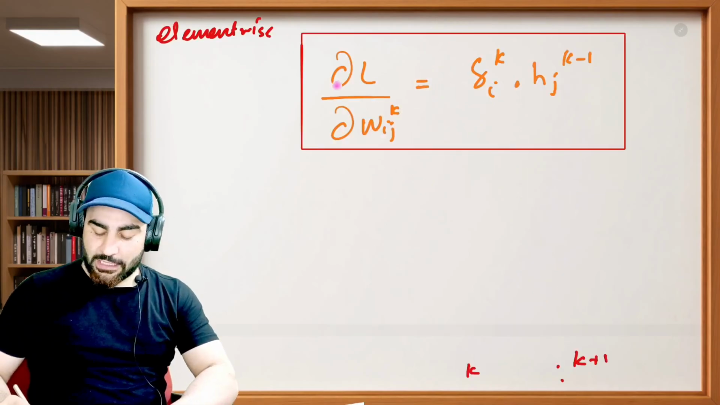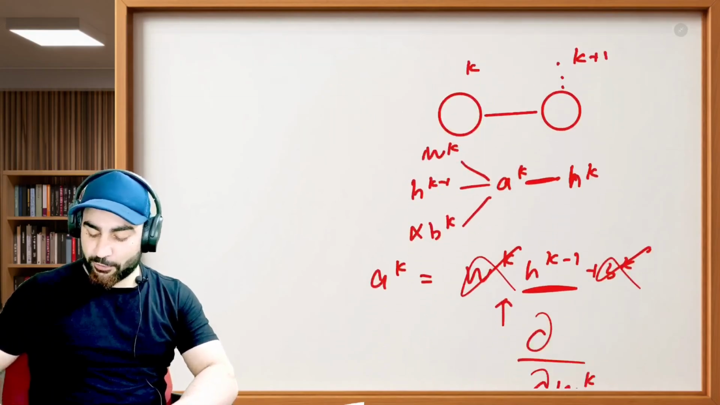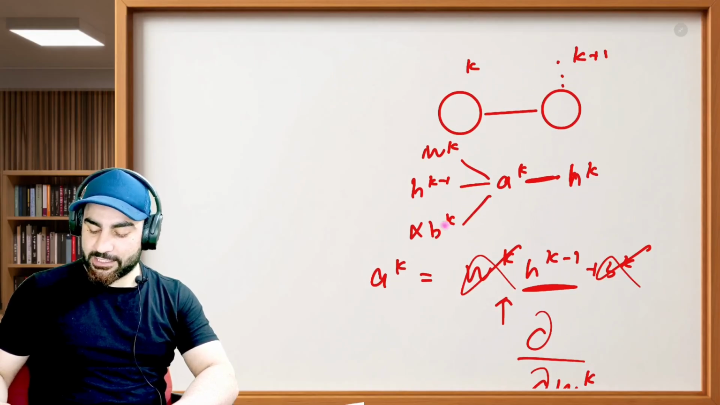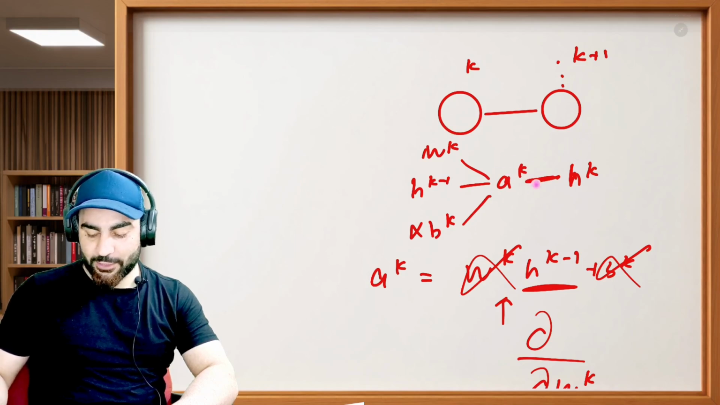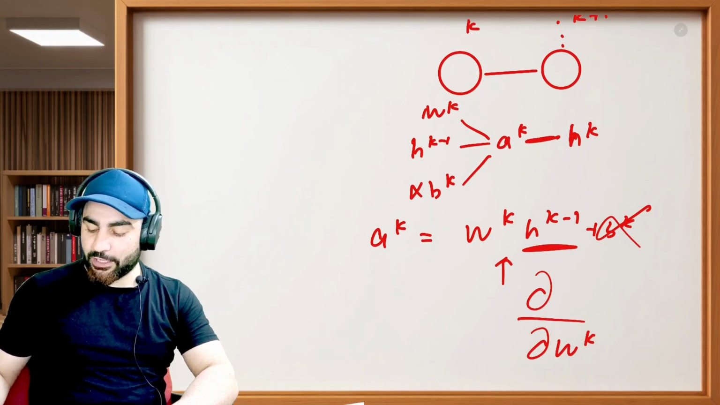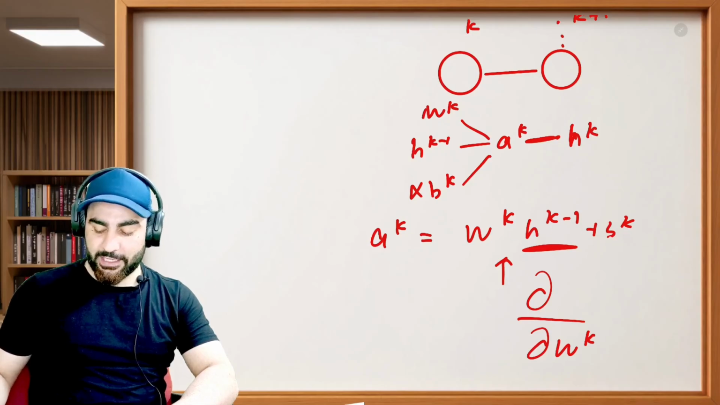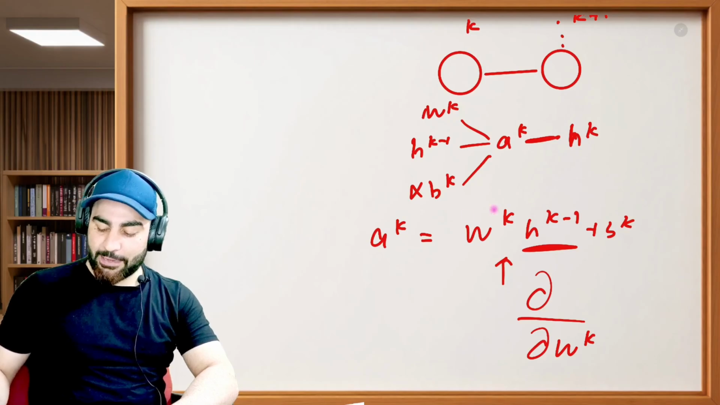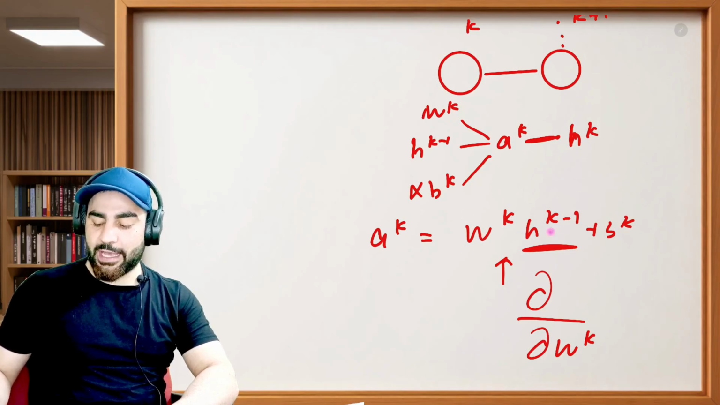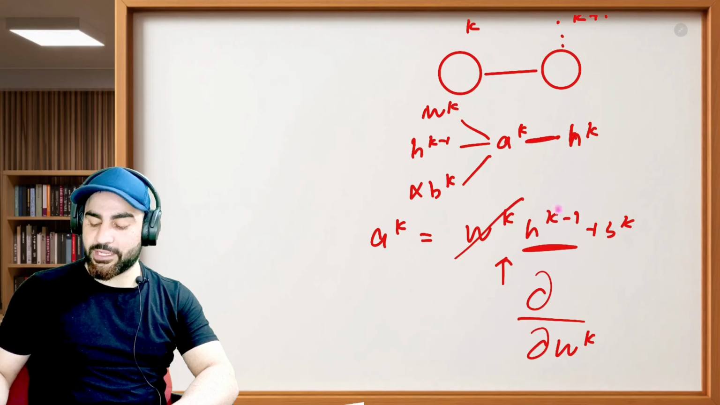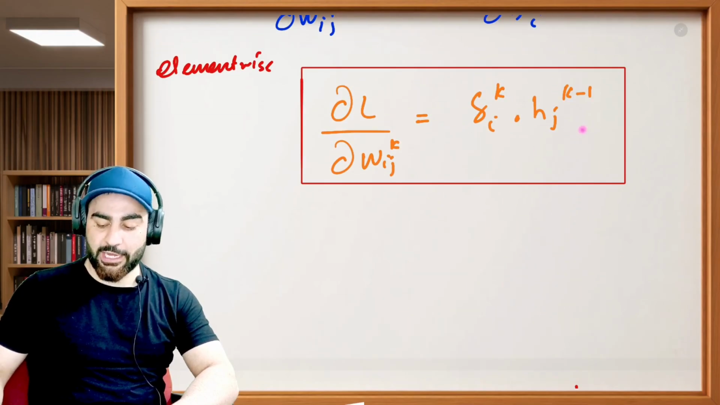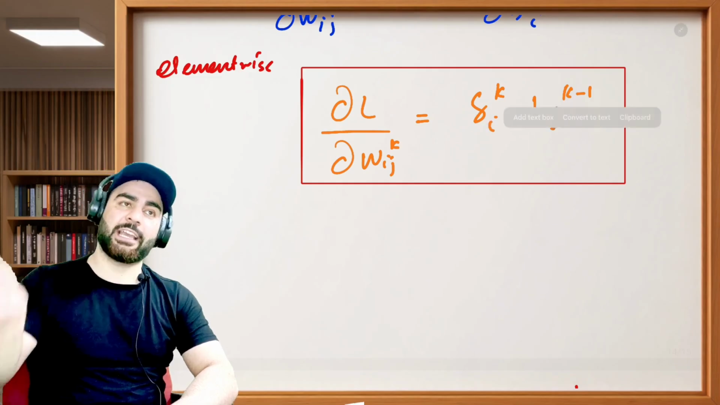If you see, this was dou L by dou W_ik. We saw this from this diagram. We want to take the derivative with respect to, let's suppose, this weight. So if you expand this equation, a_k is equal to W_k h_{k-1} plus b_k. When you take the derivative of this with respect to W_k, this will go to 0 because you're taking the partial derivative, and among this it will be left with W_k h_{k-1}. So you will get this one as 1 and you will say h_{k-1}. That's what I wrote over here, and you know what this error is: this is delta_ik, it was already computed.